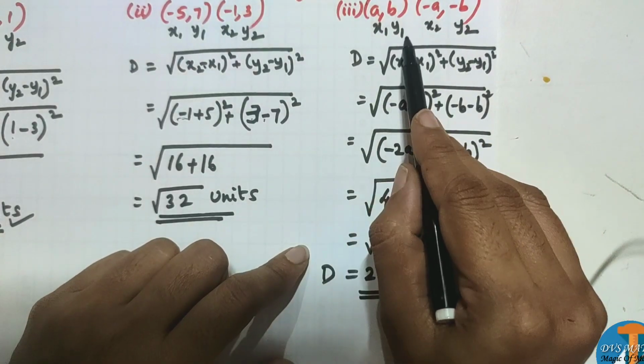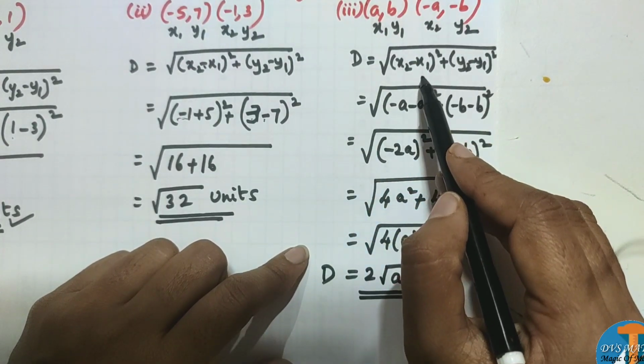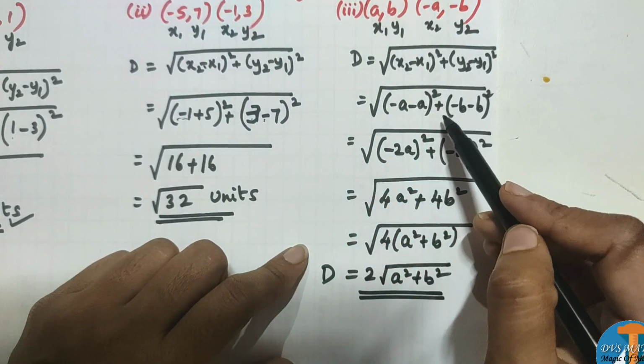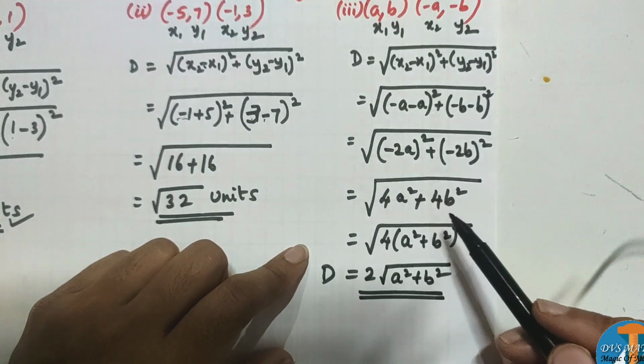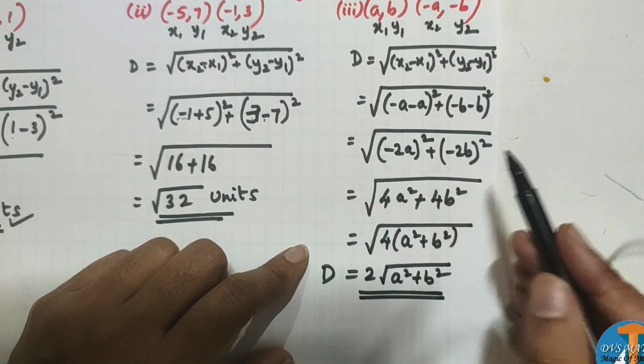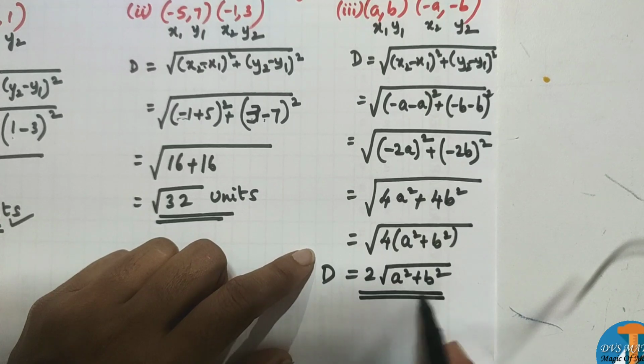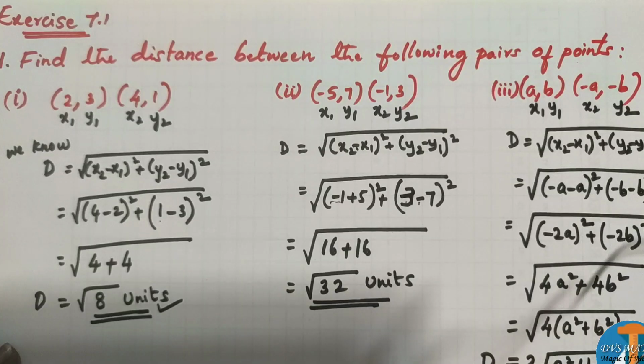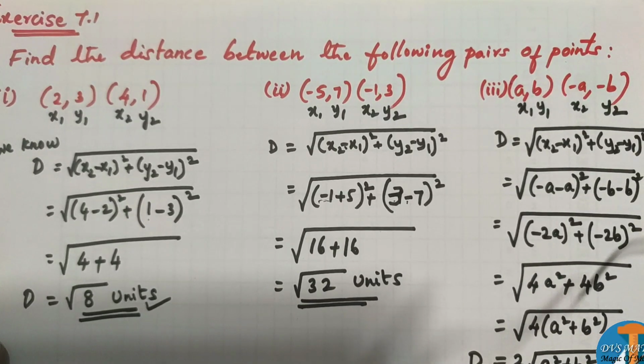Just write x1, y1, x2, y2. Write the formula, the distance formula. Substitute it, simplify it. And if there is any common factor or a perfect square, take it out of the square root and write the final answer. This is about question number 1.